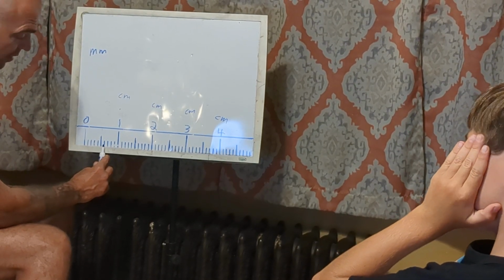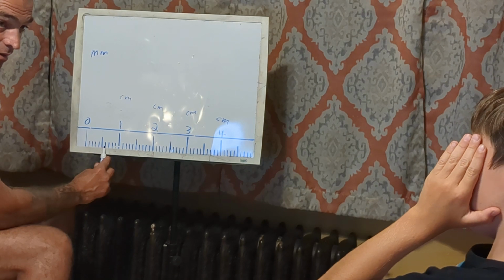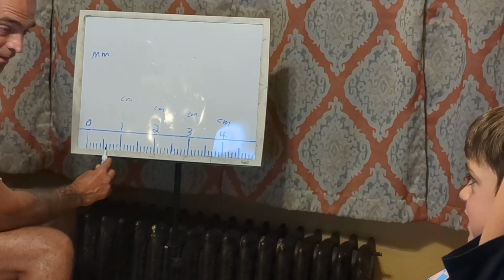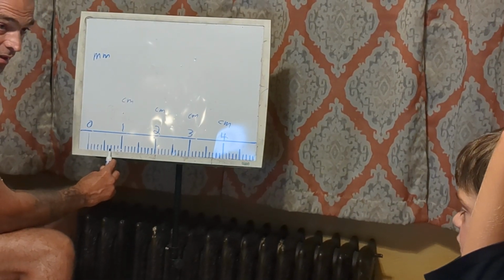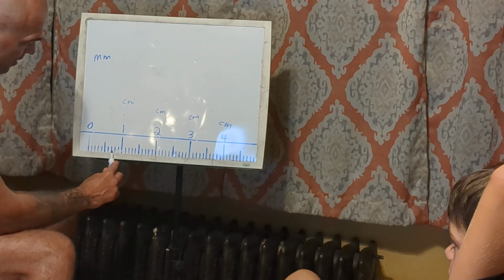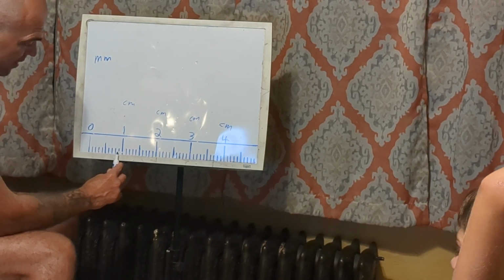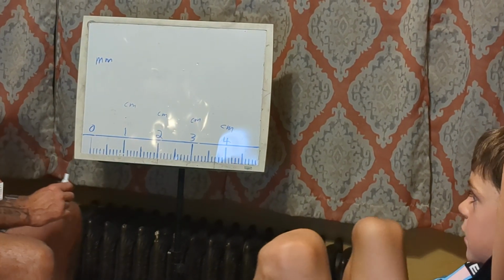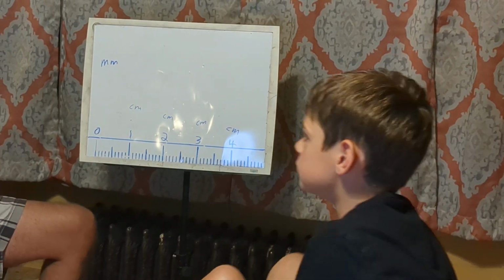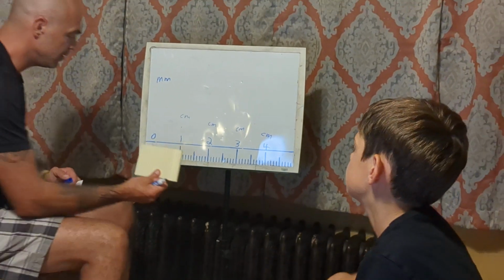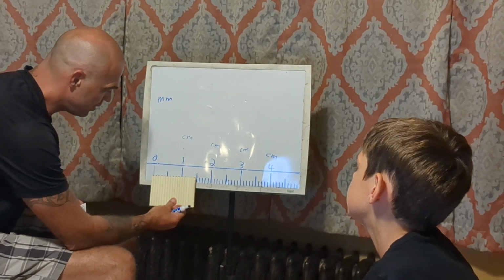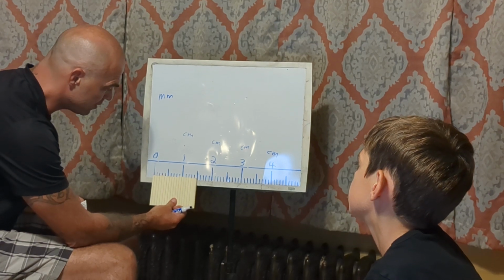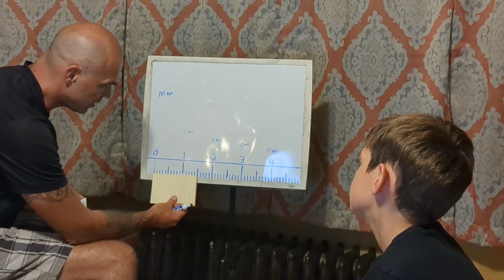What comes after 5? 6. What would this one be? 7. 8. 9. 10. Okay. So if I ask you how long this was now, you could either say 1.5 centimeters, or what else could you say?